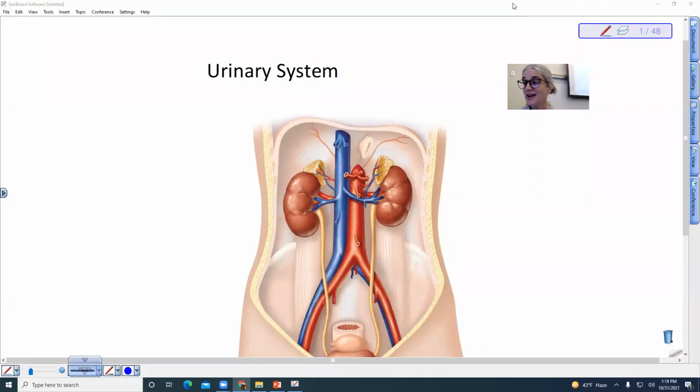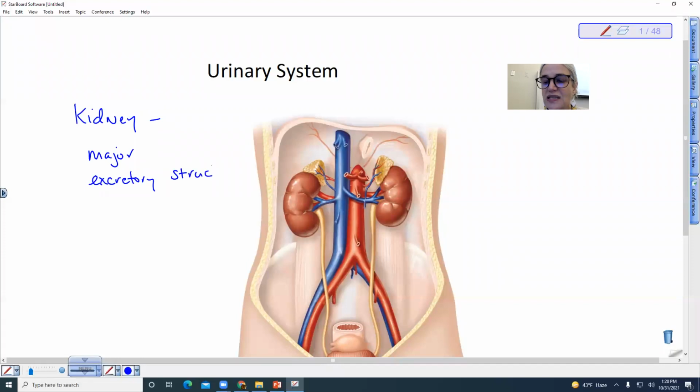So in this video, I'm going to start talking about the urinary system. So this is an introduction. The urinary system primarily includes the kidney. So the kidney is the major structure in the urinary system, and it is actually said to be a major excretory structure. And this excretory structure has to do with the fact that it excretes metabolic wastes. So the kidney functions in the excretion of metabolic waste.